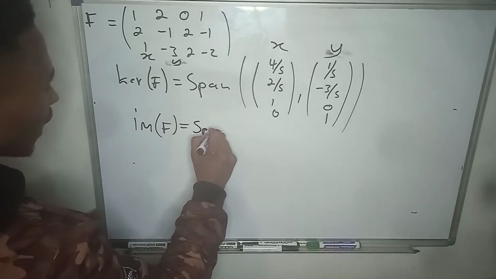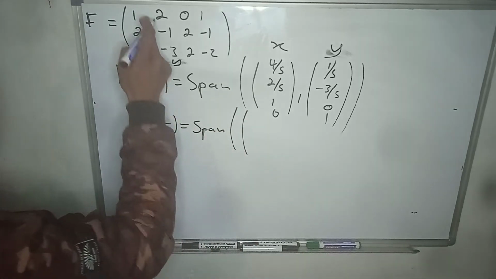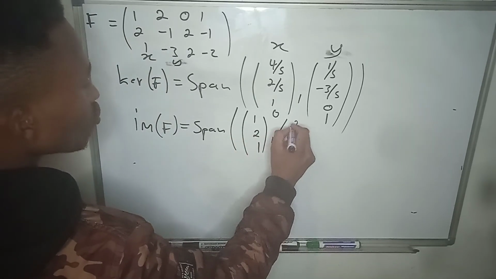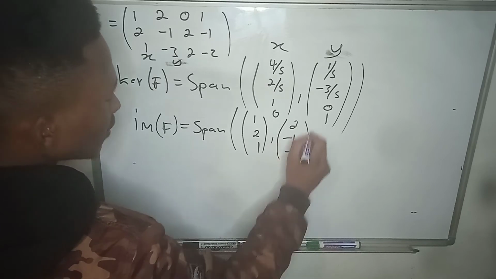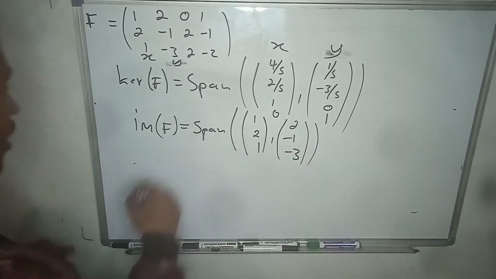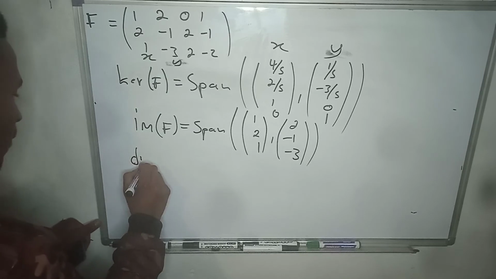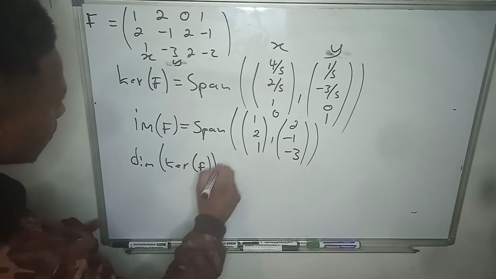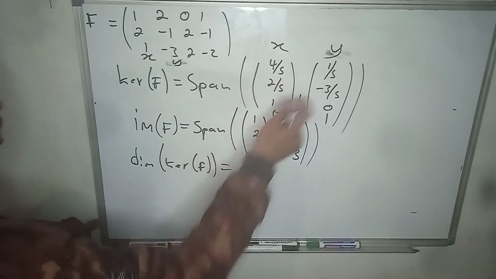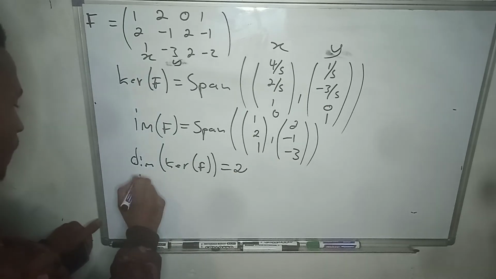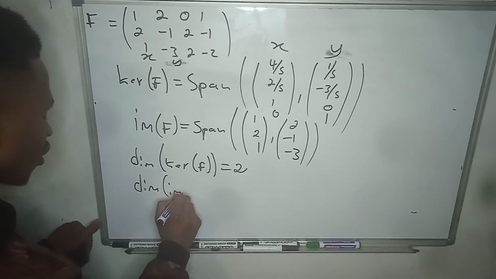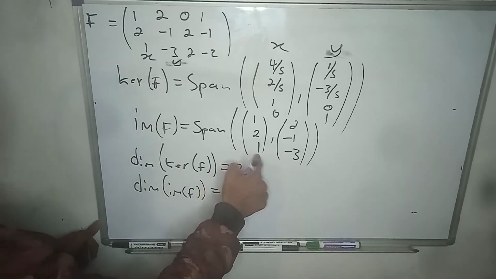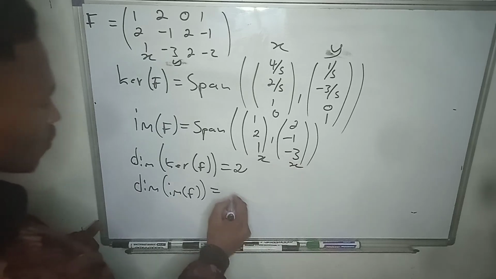it actually spans these vectors 1, 2, 1, 2, minus 1, minus 3. That is what the image of this spans. So if I can say the dimension of K of F, if we can check, we're having 2, so it's just 2. What is the dimension of the image of F? The dimension of the image of F, it's also 2.